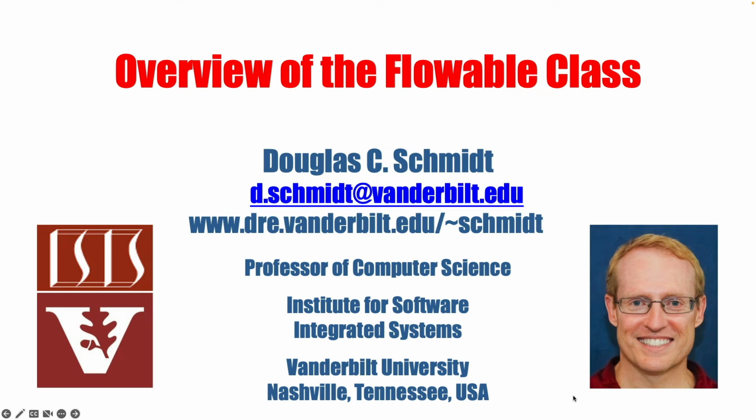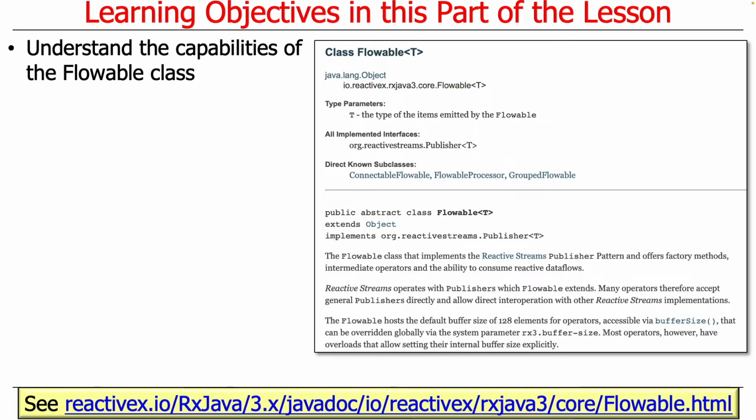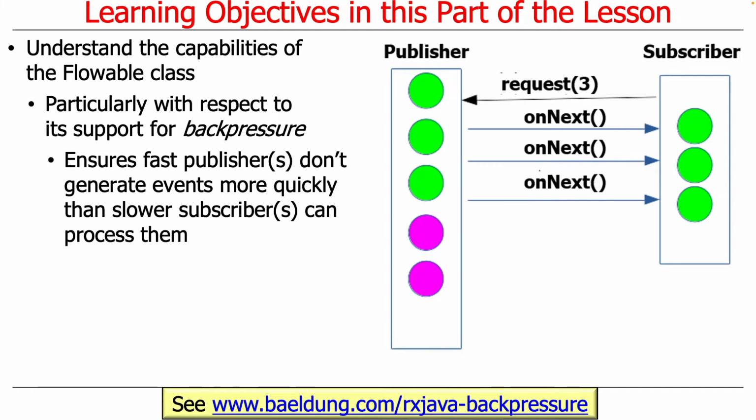So we're now going to turn our attention to something called the Flowable class, which is a very interesting class that was added later in RxJava. And we'll talk about what the Flowable class does, and we'll focus particularly on its support for so-called back pressure, which is a mechanism that ensures that fast publishers don't generate events more quickly than potentially slower subscribers can process them.